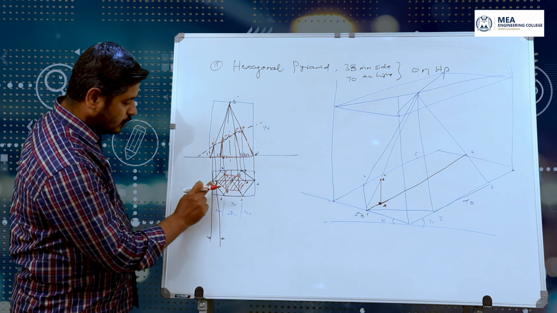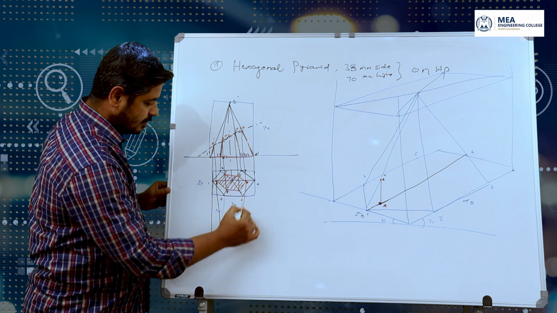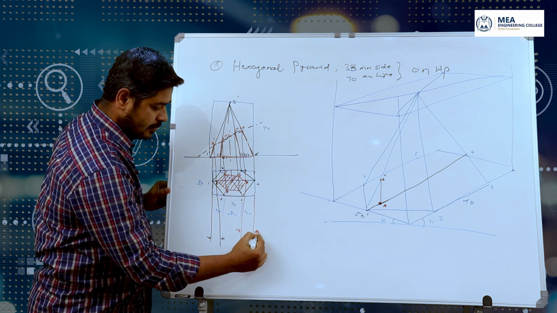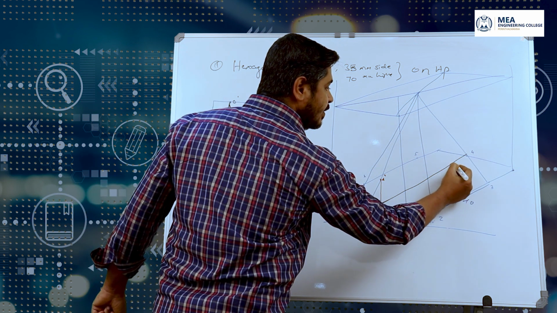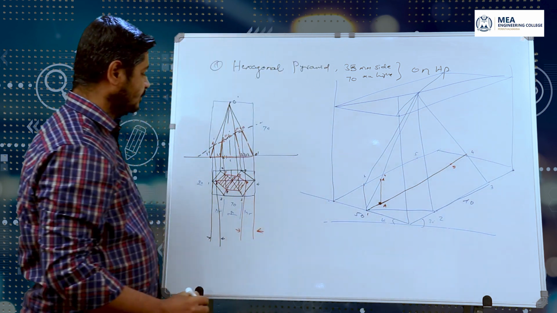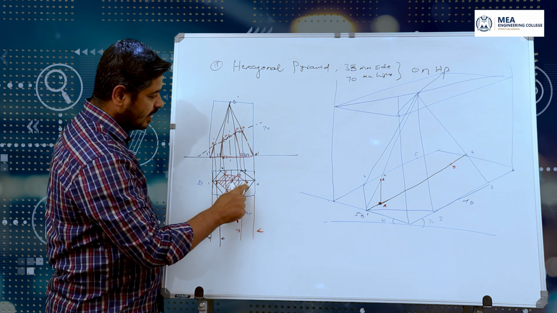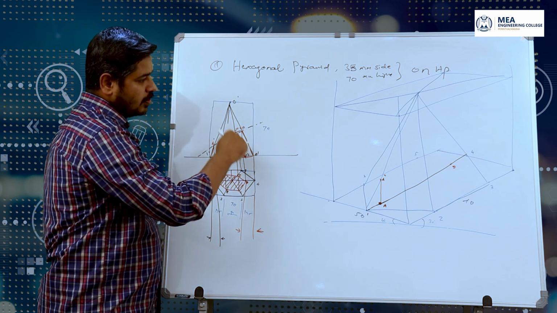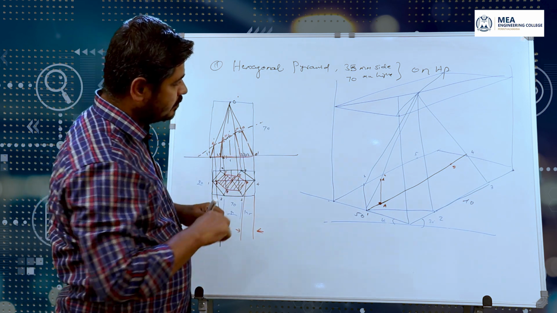Then I can do the same thing for D also. Measure the distance D to 4. Measure the distance D to 4. Then fix it over here. I will get D here. Okay. This particular point D cuts the edge O4. Is O4 available or not? If it is not available, then connect it.